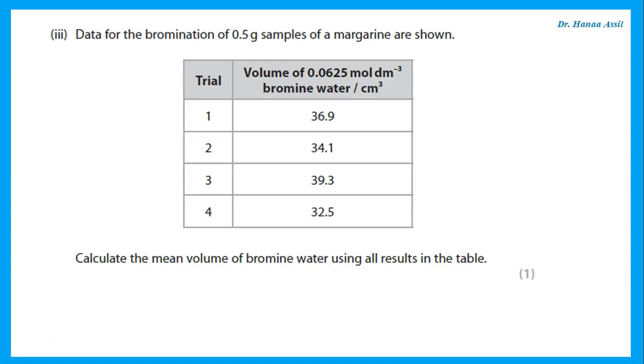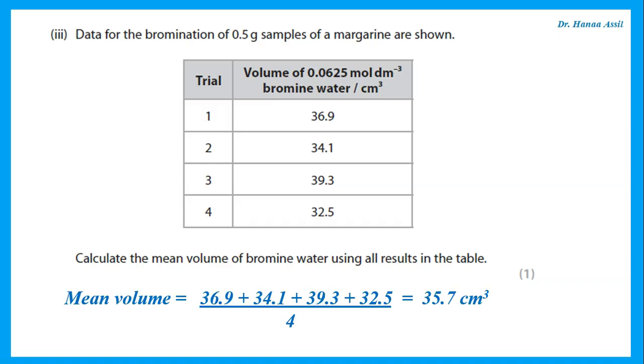Calculate the mean volume of bromine water using all results. Data for bromination of 0.5 grams sample of a margarine. So this is for a certain margarine. They did it 4 times and they got different volumes. Now we are required to get the average of that. Average means you add them all up, and we're told to use all the results. So we divide by 4. So the average volume needed to react bromine with margarine is 35.7.